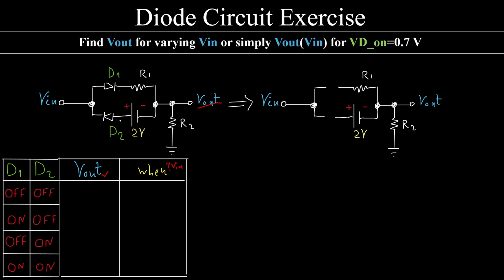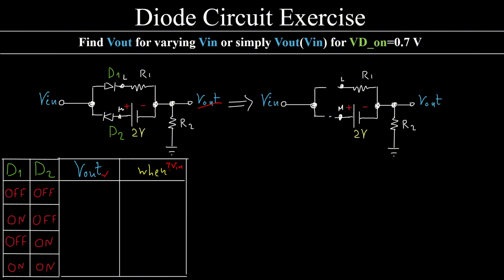Step number 1, identify the points before and after the diodes. So I identify these 2 points. This point is common, it also has a voltage that I know, V in. These 2 points I don't know, so I will name them L and M over here also. Now I'm ready to go to step number 2, set up the conditions for the diodes.